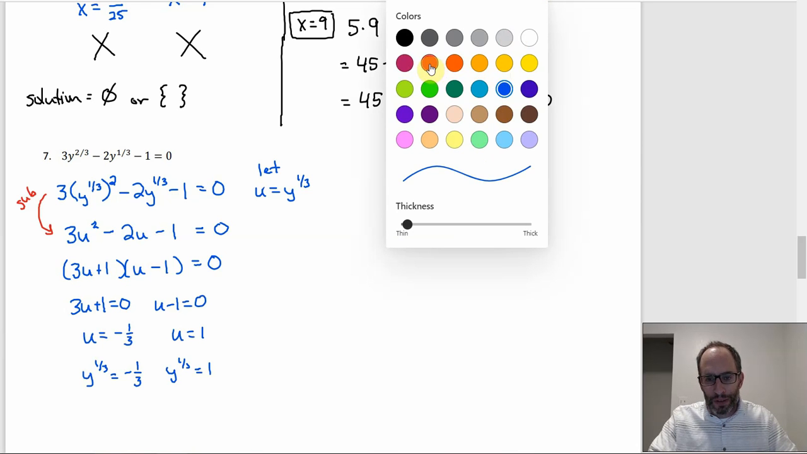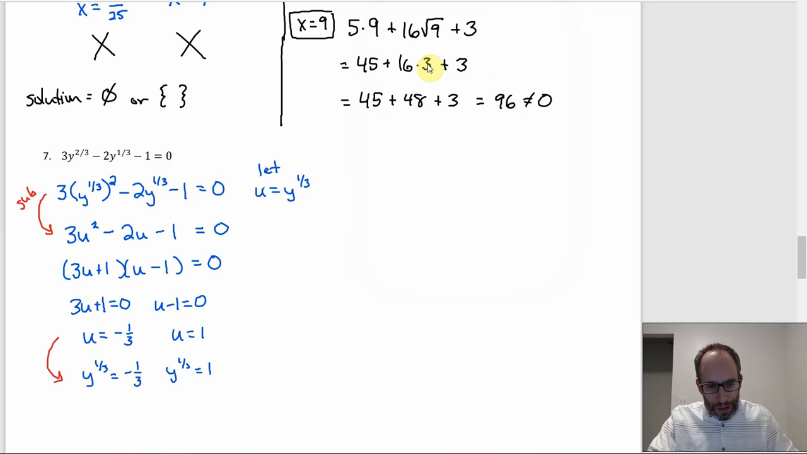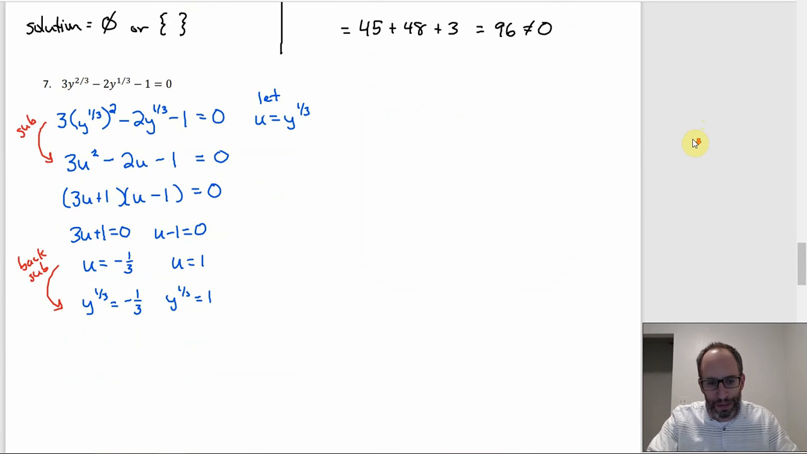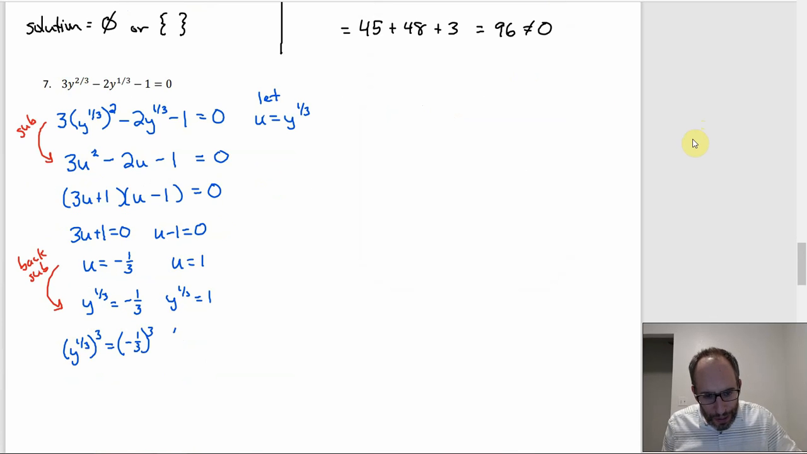Okay, well, when we had square roots, if we had the square root of x equals some number and we wanted that solved for x, then we would just square both sides. Here, when we have cube roots, we've got to cube both sides. Makes sense. So if I cube both sides here, y to the 1/3 cubed equals negative 1/3 cubed. And then over here, y to the 1/3 cubed equals 1 cubed.